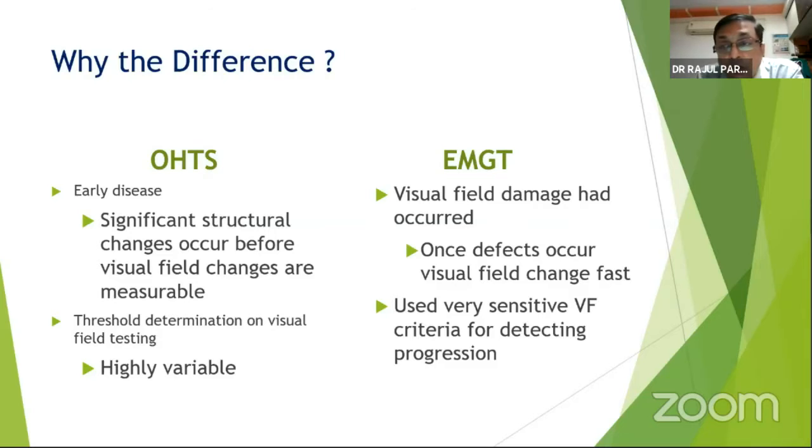In the threshold determination of visual field testing, there's a huge variability. OHTS showed that nearly 85% on the test-retest, the second test, could not verify the defect shown on the first test. So we must remember that, as opposed to that, in EMGT all the patients had a definite visual field defect to start with. And once the defect is there, as I showed earlier in the curvilinear graph, the damage is picked up faster on automated perimetry. Then EMGT developed a very sensitive visual field progression criteria, which we now use in day-to-day practice. So that was another reason for picking up more defects on the perimetry.